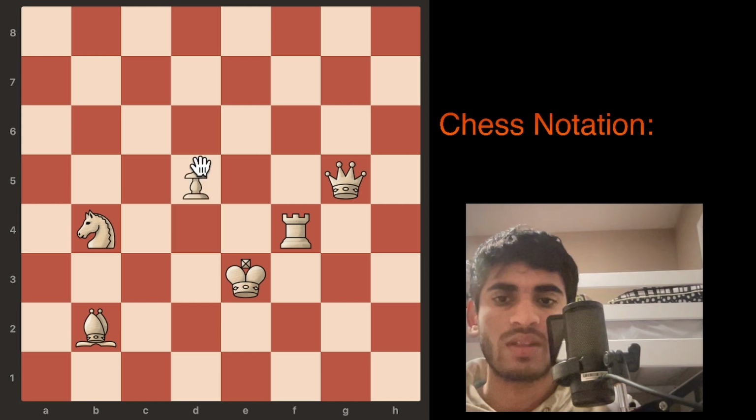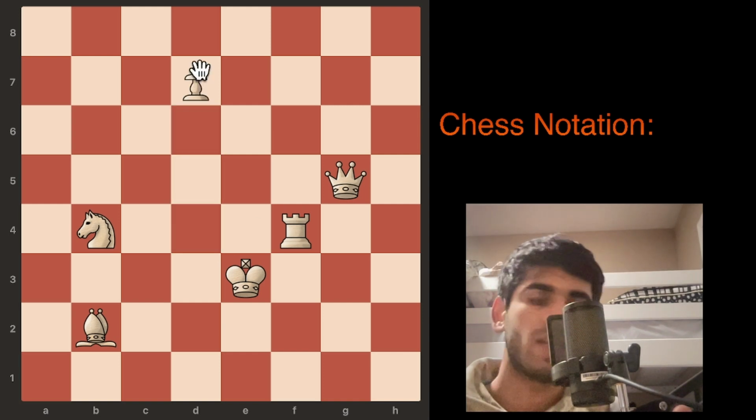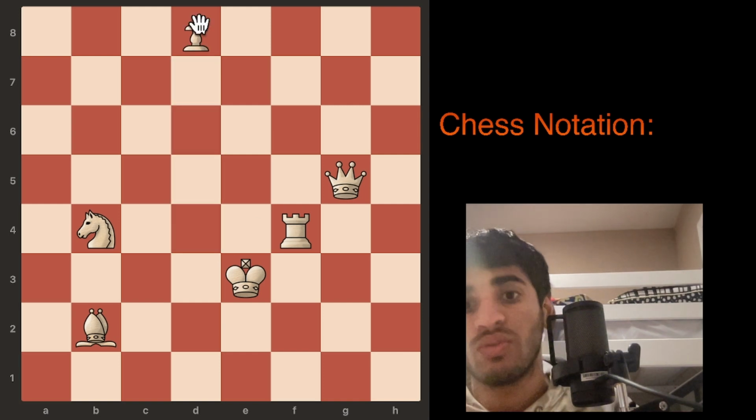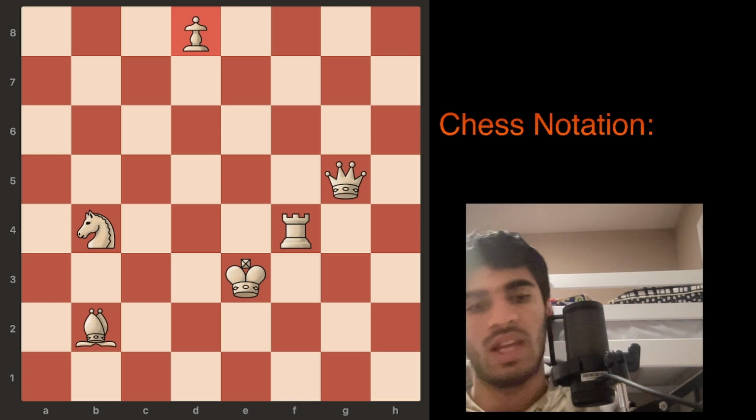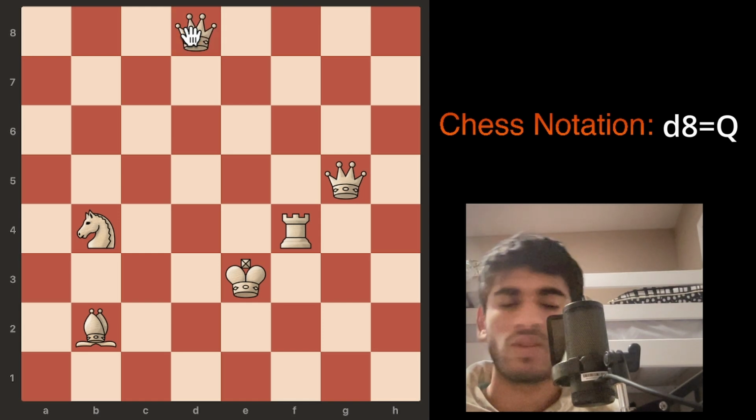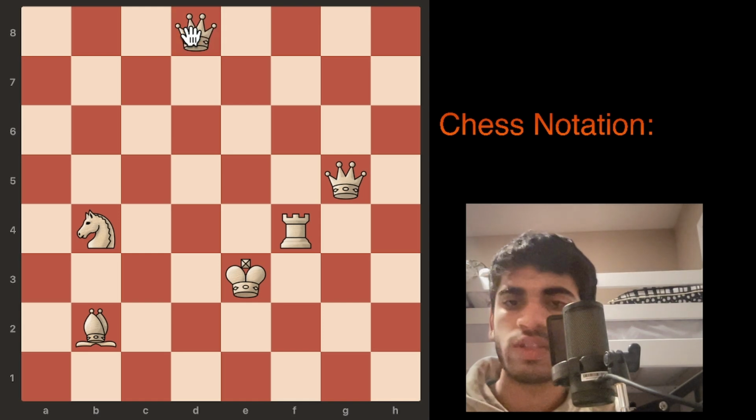Something very important also is if the pawn ends up all the way down the board, right? And you promote on d8, you would write d8, but you also have to indicate d8 equals, and then you would write what piece it promotes to. So if it promotes to a queen, you would write d8 equals Q.